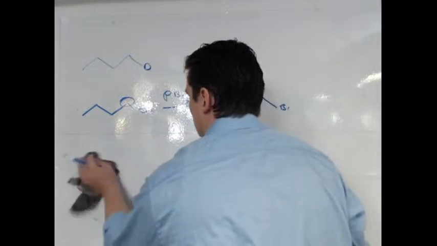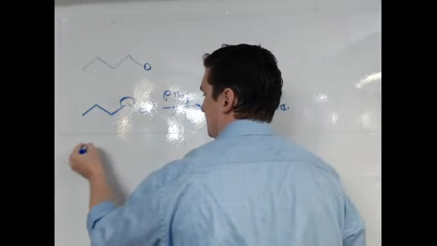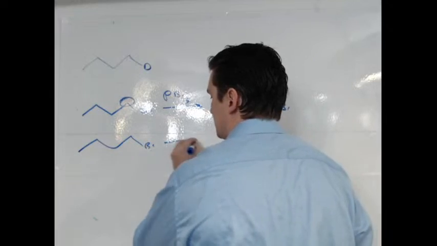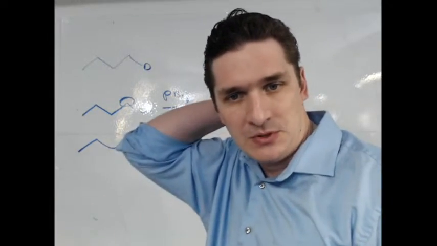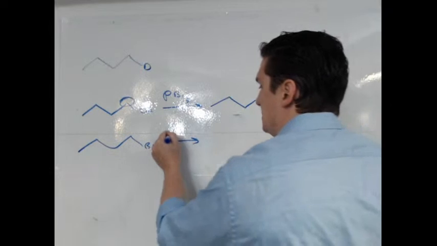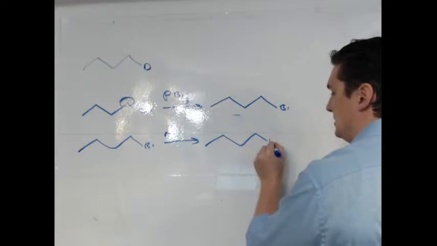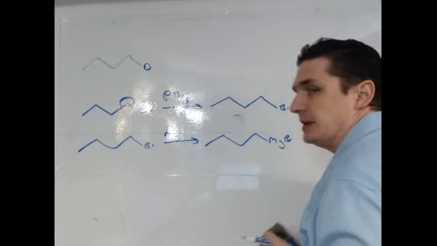So the next step, we've got this compound, and we want to know what happens when we add the Mg. Well, when we add the Mg, we just get the Grignard reagent, the same as before.